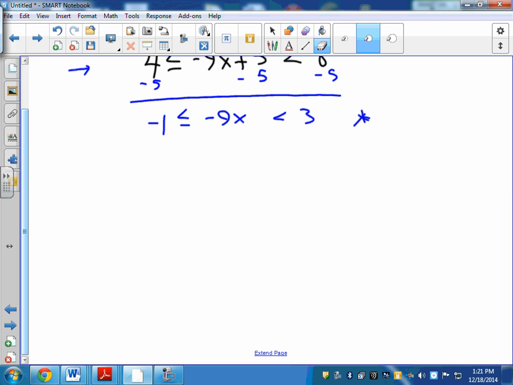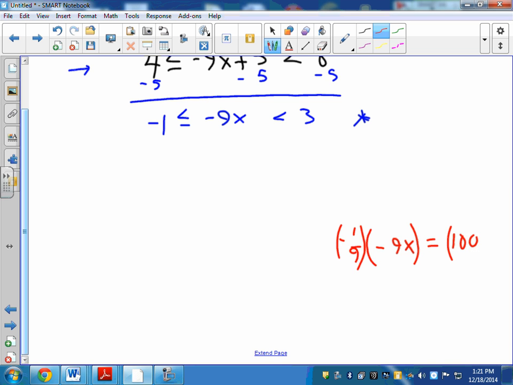Let me get rid of that for a sec. So how can we get rid of the negative 9? Well, think if you had negative 9x is equal to 100. What would you do? I suppose you could do two things. You could multiply by a negative 1/9, right? Or you could divide by 9. Means the same thing.